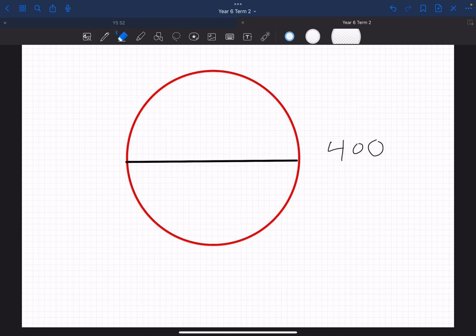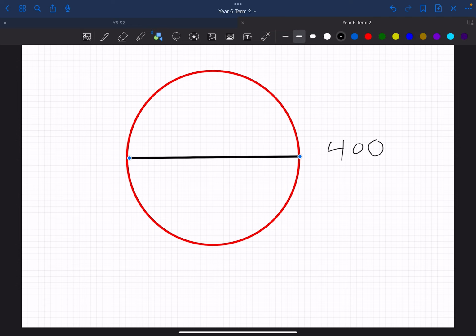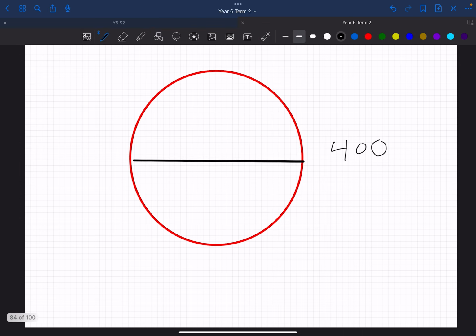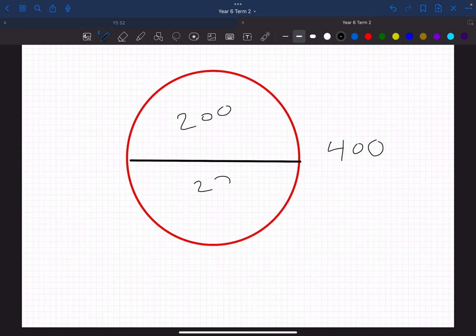Now I put the black line exactly in the middle. Now, tell me, what do you think? How much is this and how much is this? You would tell me, here 200 and here 200. That's correct, because here half and here half, and the half of 400 is 200.